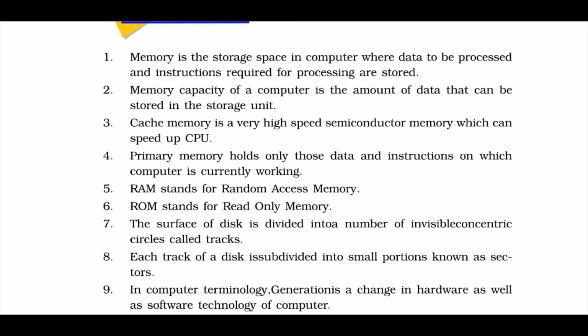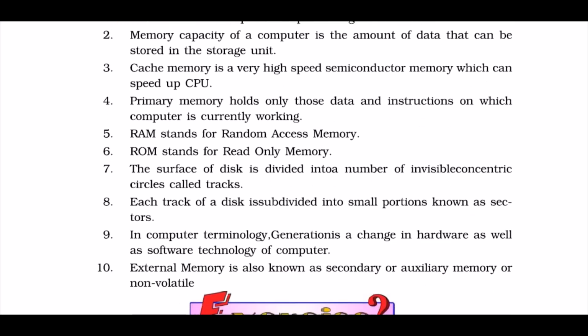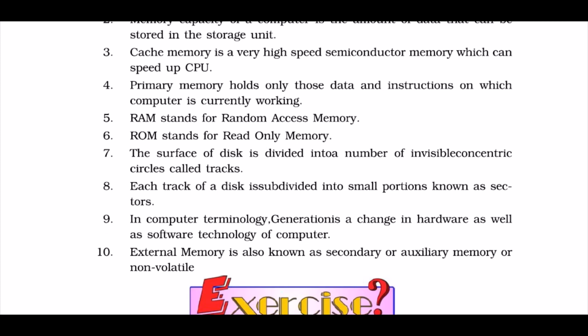RAM is random access memory. ROM is read-only memory. The surface of the disk is divided into a number of invisible concentric circles called tracks. Each track of a disk is subdivided into small portions known as sectors. In computer terminology, a generation is a change in hardware as well as software technology of a computer. Always remember, external memory is also known as secondary or auxiliary memory, or non-volatile.